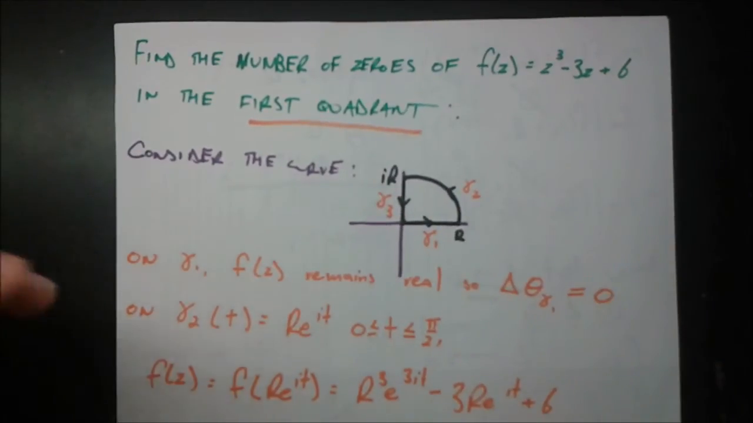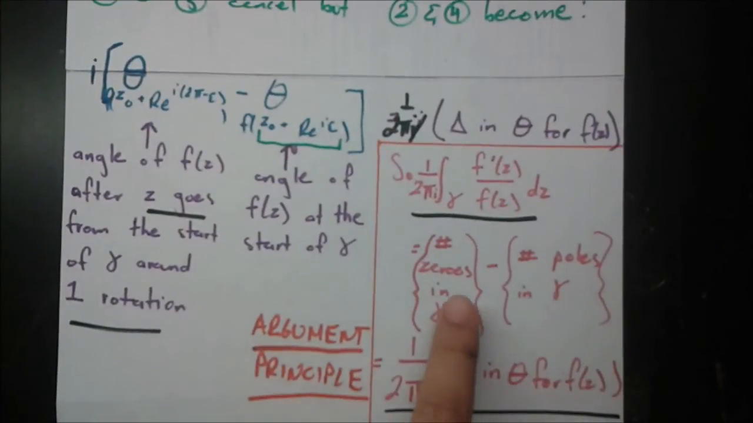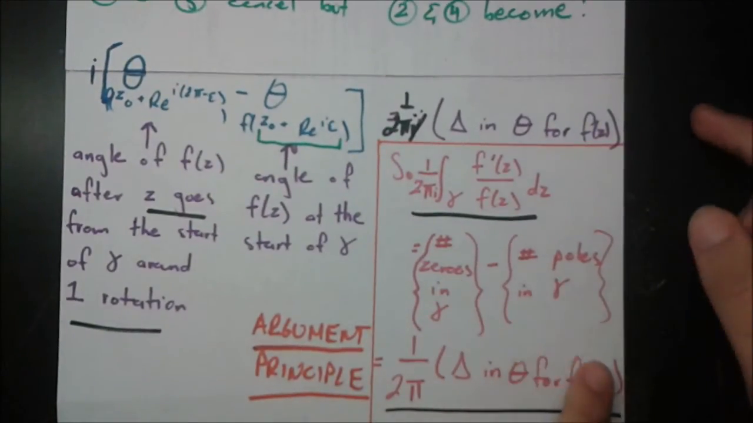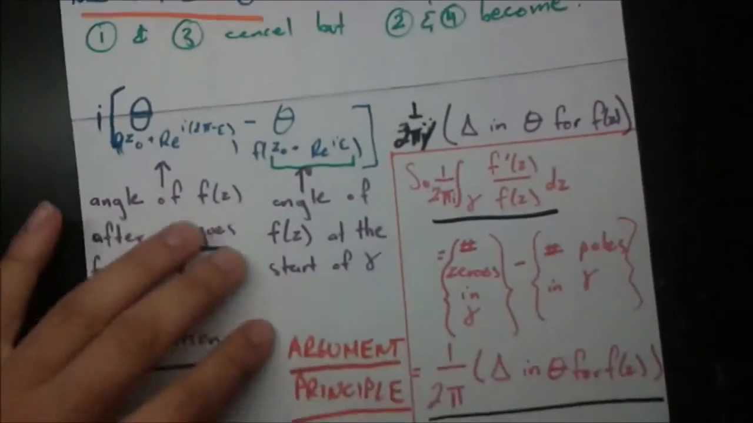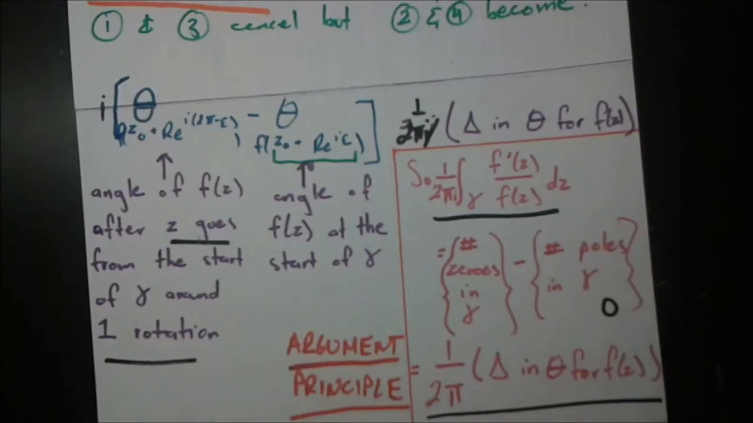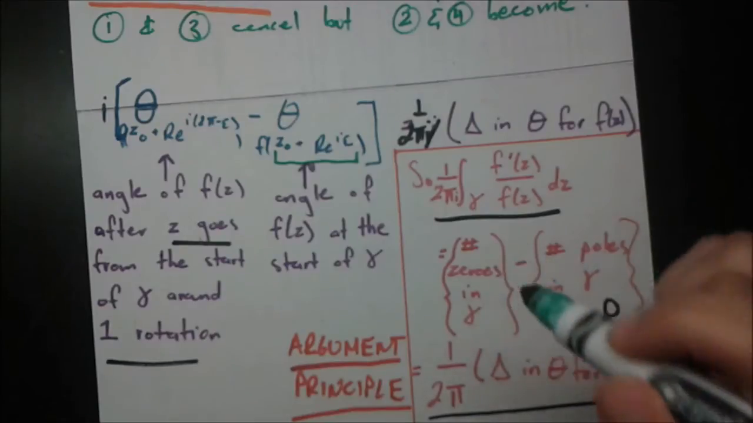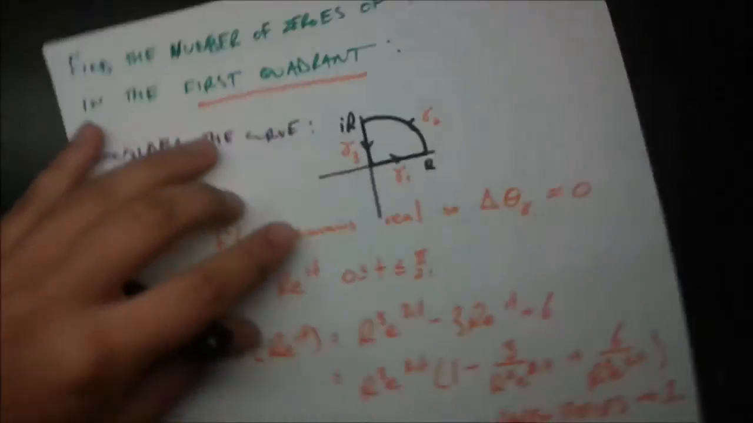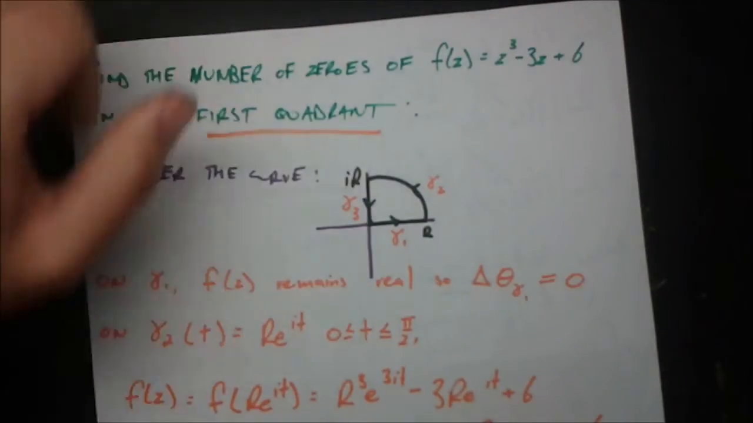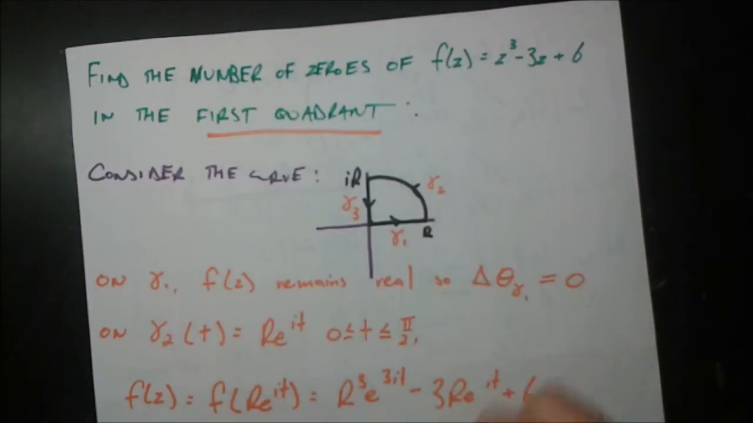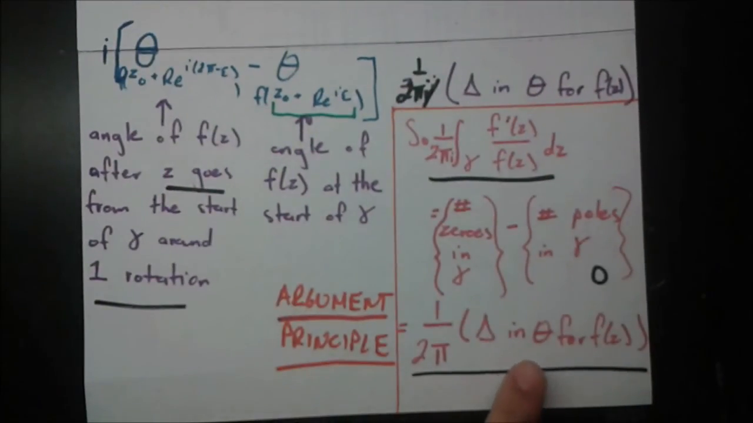So what's our task? The general task in these kinds of problems is to figure out the number of zeros, because the number of poles doesn't matter, since this function has no poles. So we already know right off the bat that the number of poles is 0. That means the number of zeros equals 1 over 2 pi times the change. As you might have guessed, we're going to take this r to go to infinity, so that this becomes the entire first quadrant. To find the number of zeros in that first quadrant, you need to find 1 over 2 pi times the change in theta for f of z.